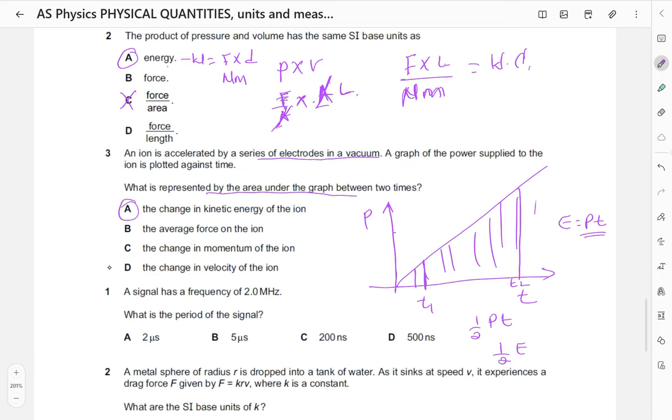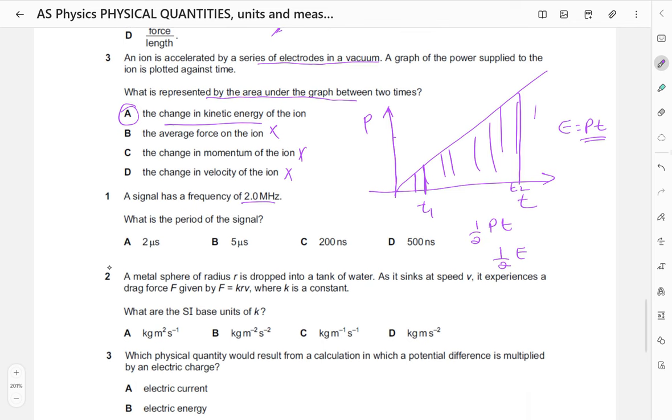So this is going to be the change in kinetic energy of the ion. It cannot be the force. There is no relationship between area and the force here. It can't be momentum. It can't be a change in velocity, but it must be related to change in energy.